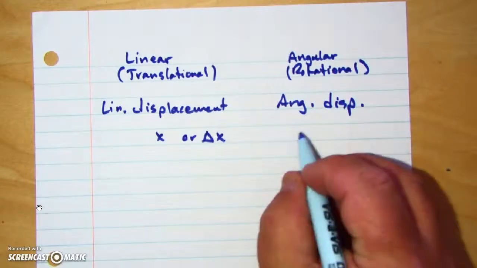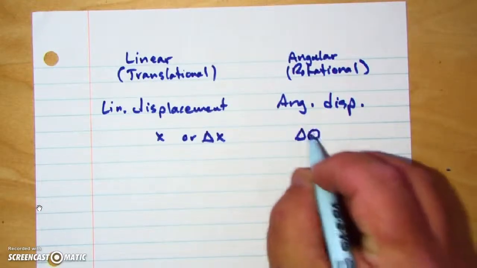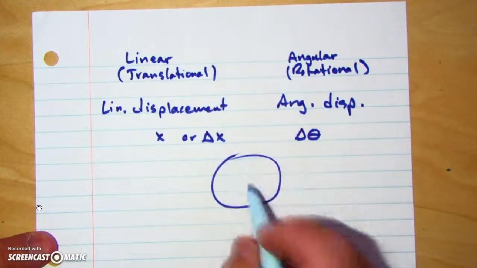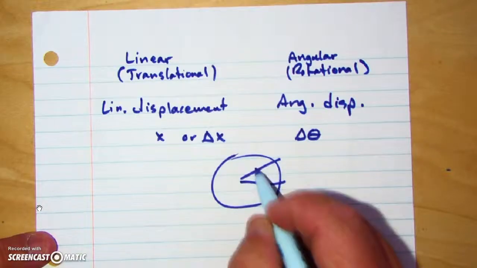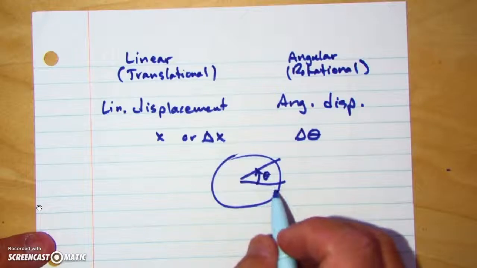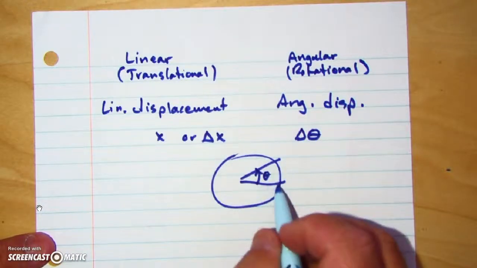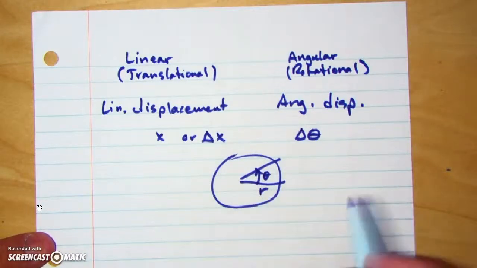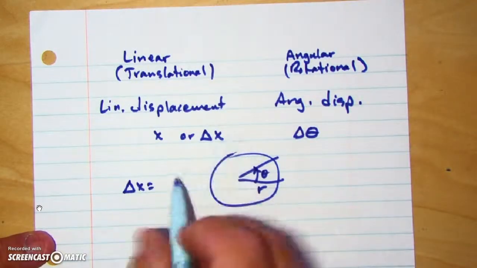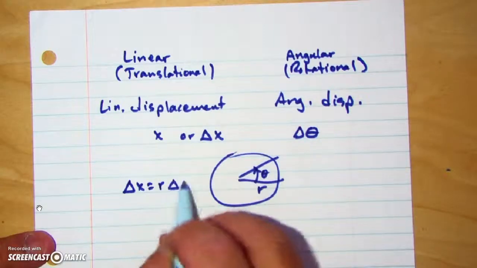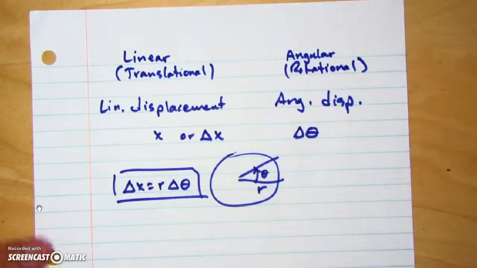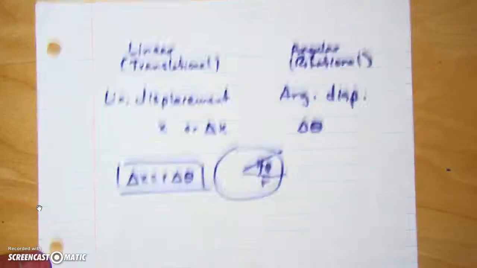For angular displacement, we're talking about the change in the angle. And of course, we always use theta as a base angle thing. So if I have a circle, something like this, this is my angle theta. It's going from there to there. So when I want to talk about how much theta has changed, I need to know the radius. So therefore delta x is equal to r times delta theta. That's the way to convert back and forth between linear and angular.